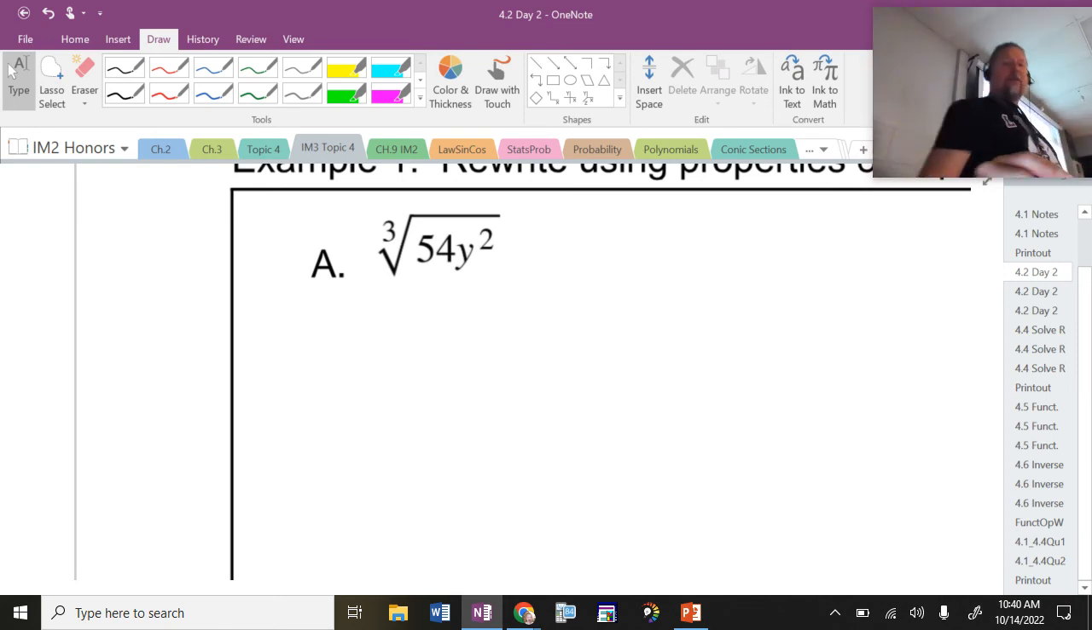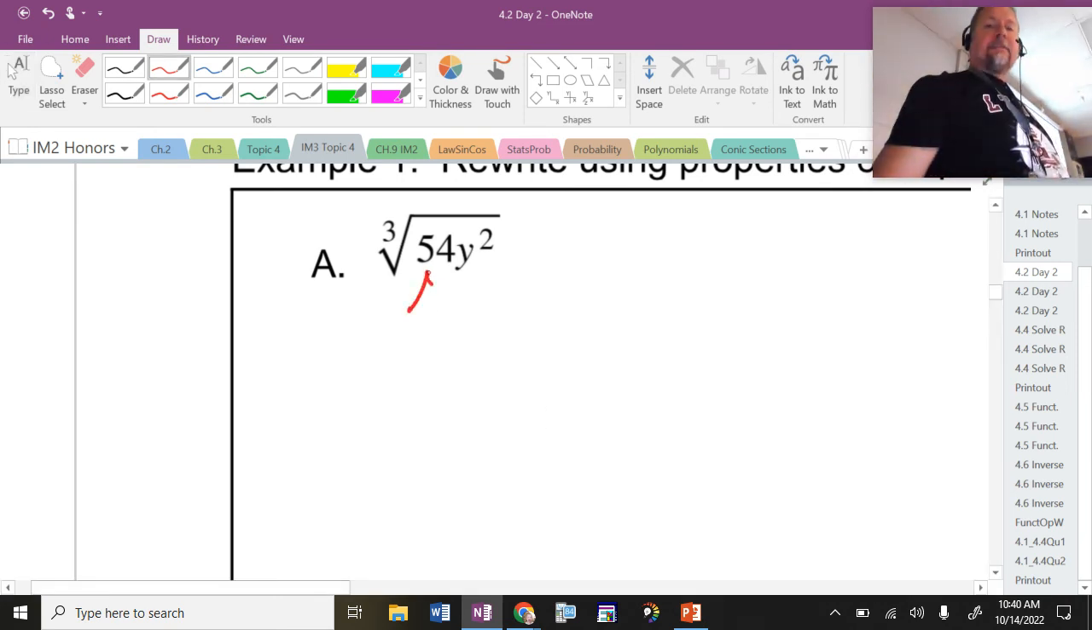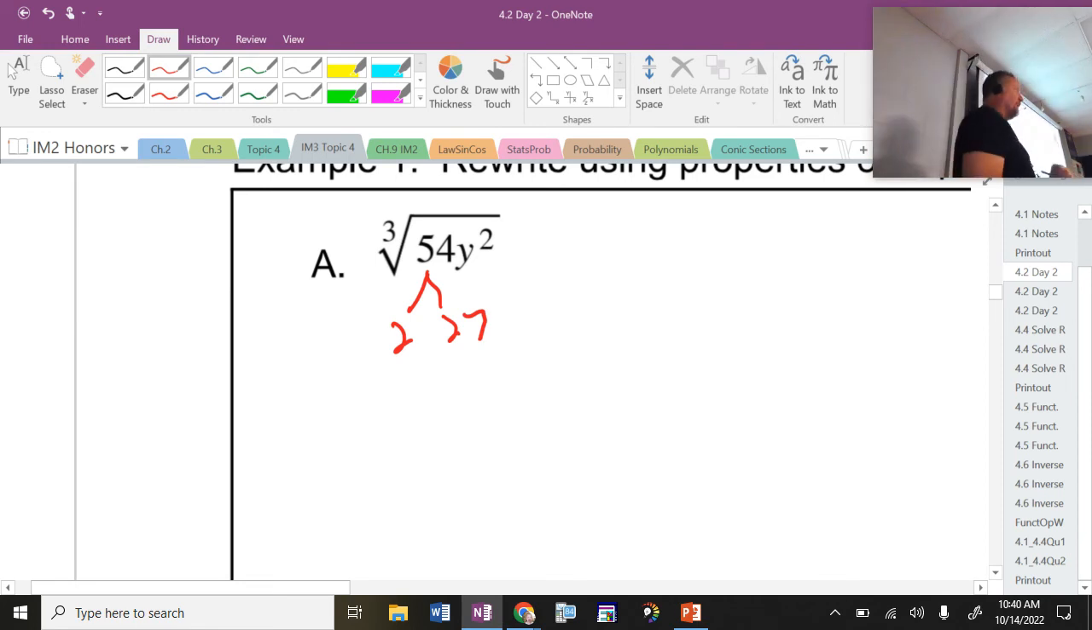So here's what you've got to do. You've got to start breaking these down. Well, the first thing I might try is 2. 2 times what? Is 27 a perfect cube? Yes or no? 3, 2, 1, go.